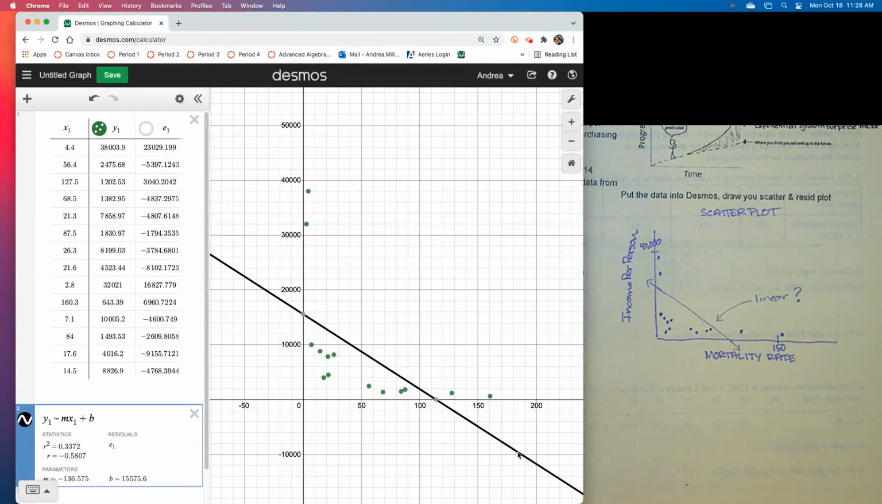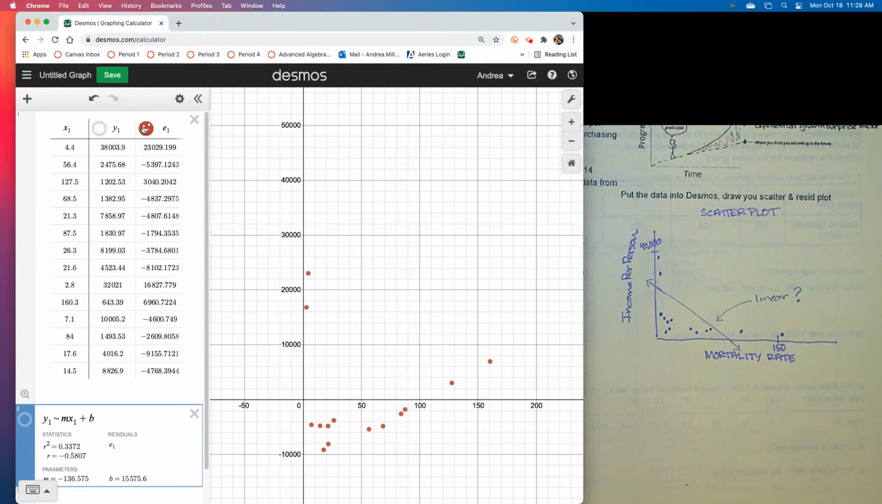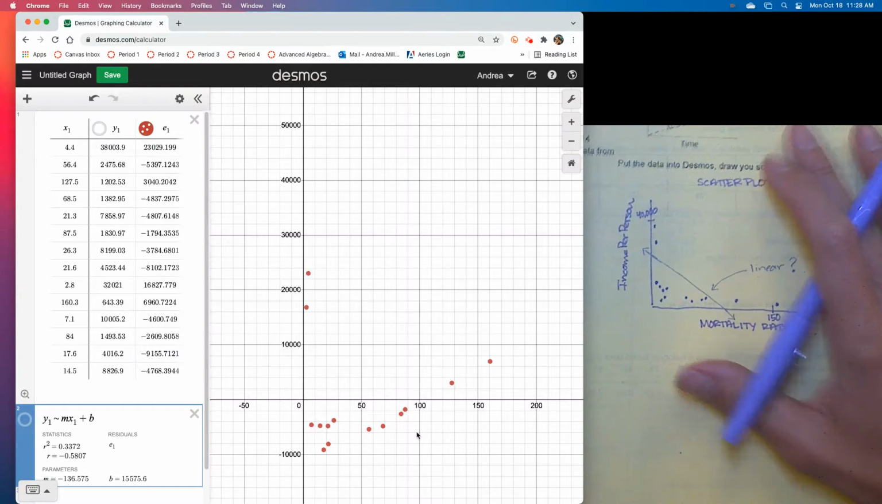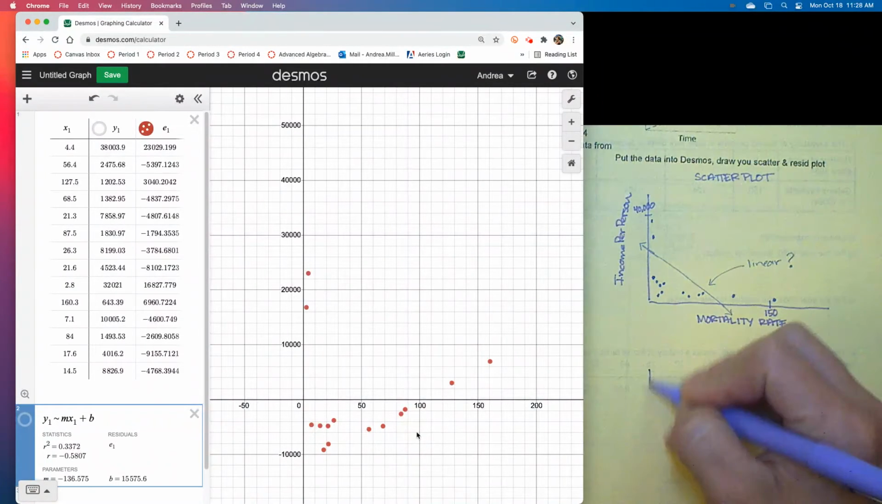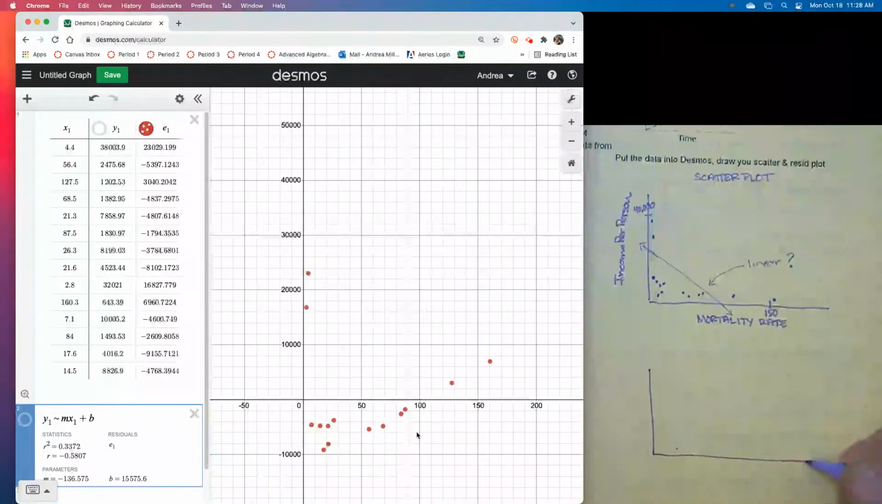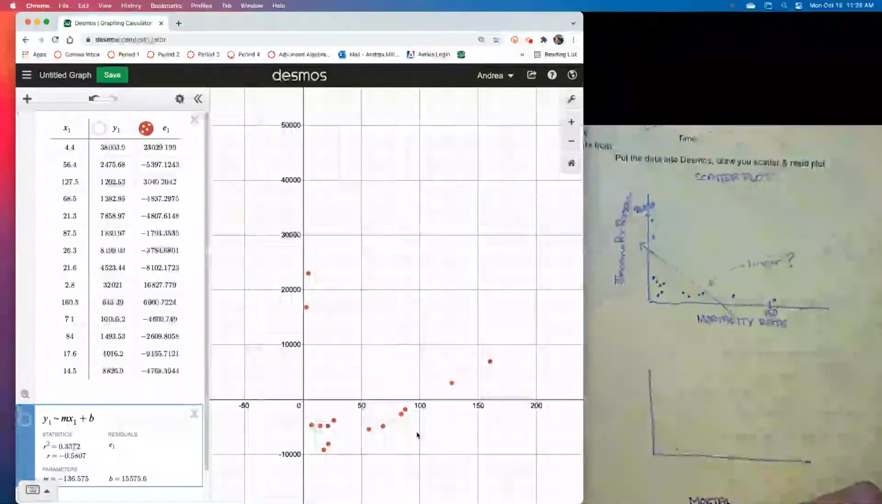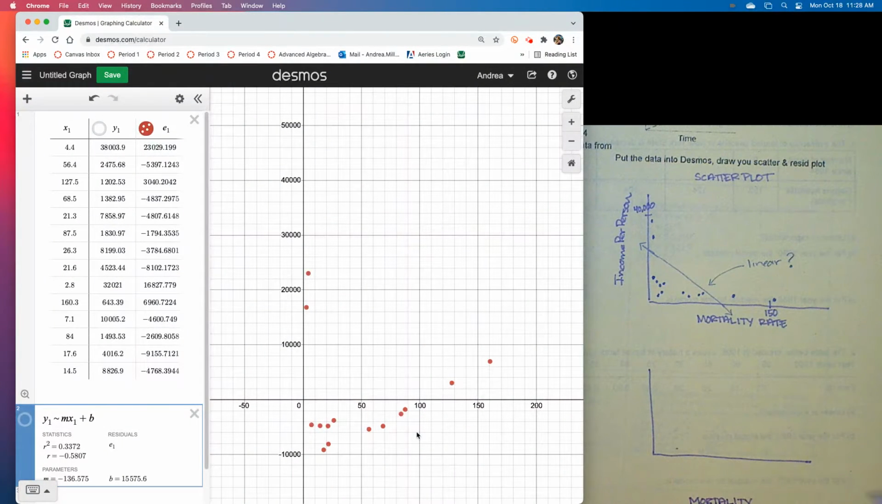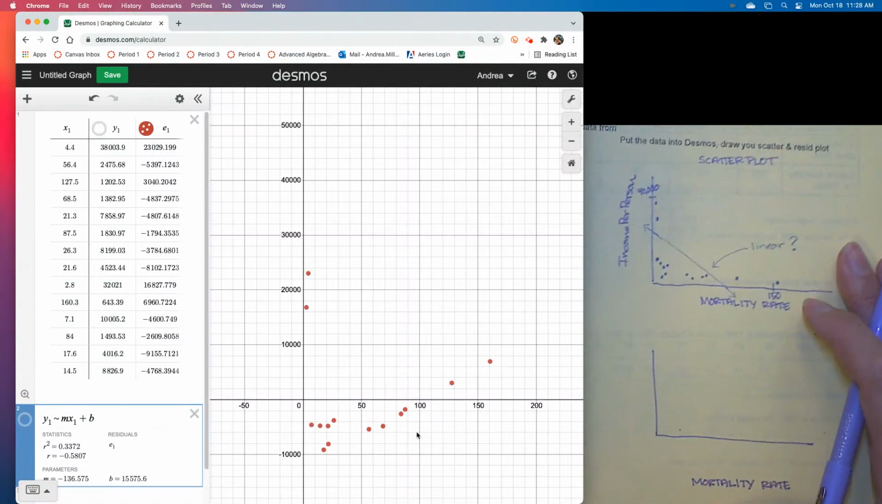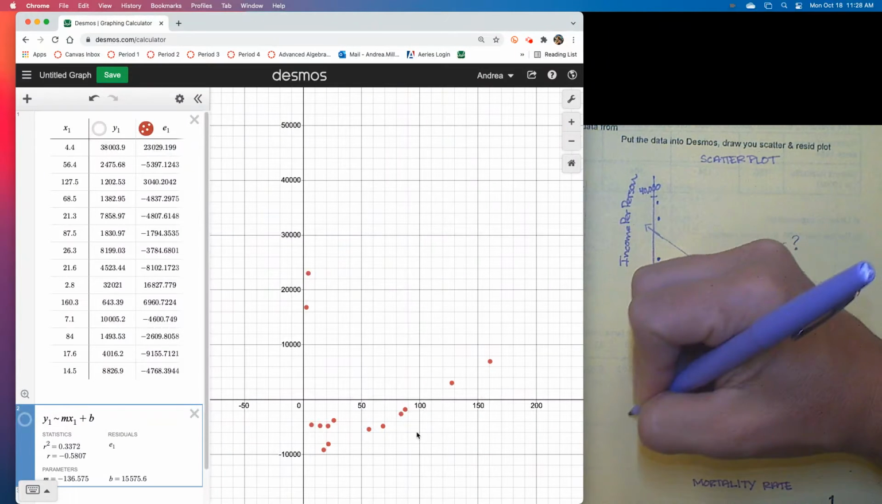Okay, now let's draw our residuals. So I'm going to turn off these two on Desmos, and I'm just going to turn on the residuals so we can draw a rough sketch of these residuals. So everyone go ahead, draw another X and Y axis. In this one, I'm going to put mortality rate way down here because I do have some dots below the X axis, so I'm going to leave some room for those. This is still income per person.